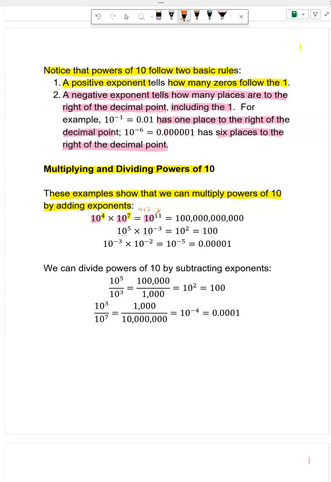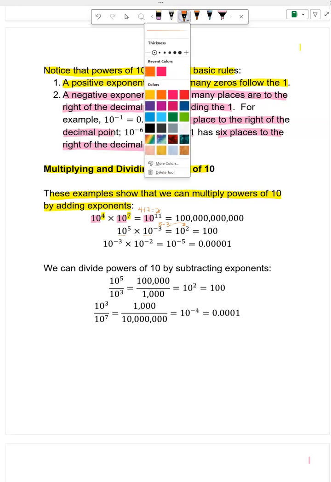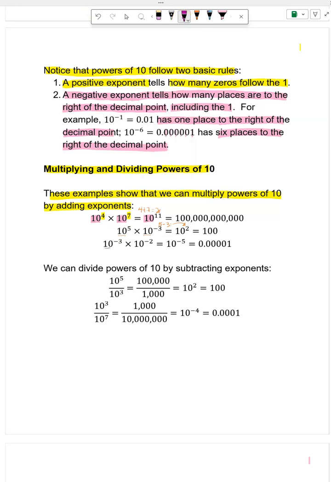So if we take 5 minus 3, that gave us this 2, right? So we added: 5 plus a negative 3 is 2. Let's do this one down here. We have the base of 10. So if we have base 10, we have a negative 3 plus a negative 2. Negative 3 plus a negative 2 is going to give us 10 to the negative 5, right? That's how they're getting these.